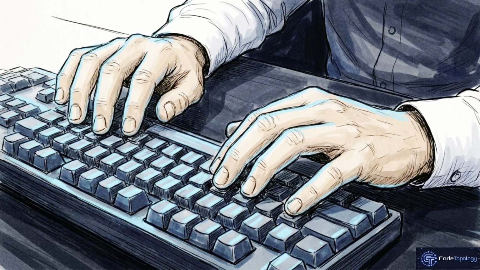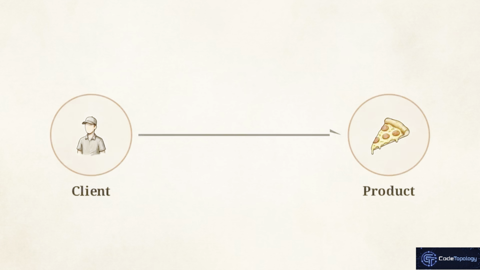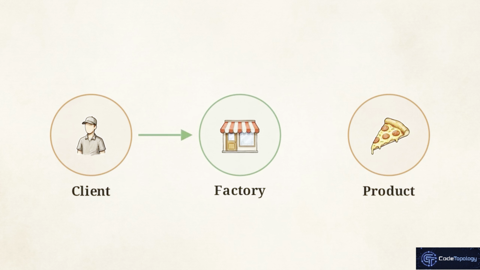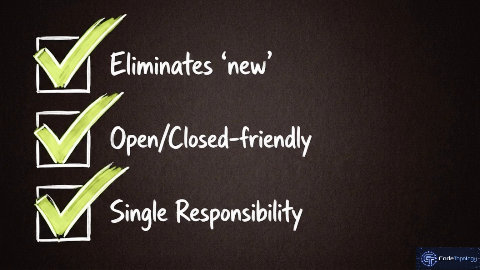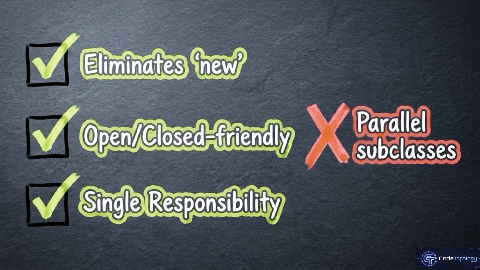The reality of software development is that no architectural pattern is free. This design buys you flexibility, but it introduces indirection to your codebase. This list of pros shows exactly what you gain. It eliminates hard-coded instantiation, strictly enforces open-closed principle compliance, and isolates all creation logic into a single responsibility. But notice the trade-offs on the right. You risk an explosion of parallel subclasses, one factory for every single product variant.